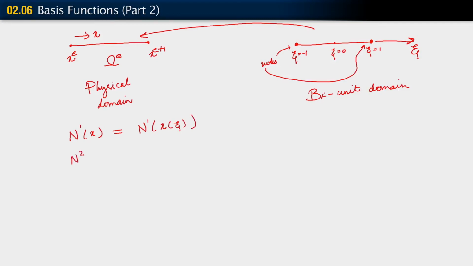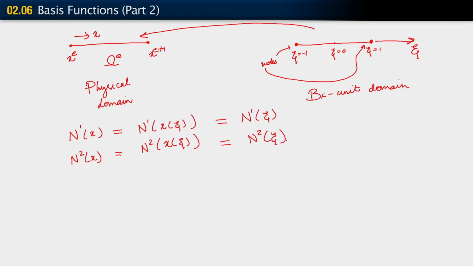And likewise, N2 of x equals N2 of x mapped from the bi-unit domain. Now, strictly speaking, there is an abuse of notation going on here, because I cannot have a function parameterized in terms of x and then use the same symbol for the function when parameterized in terms of xi. But I will nevertheless follow that abuse of notation because otherwise our notation just gets much too unwieldy.